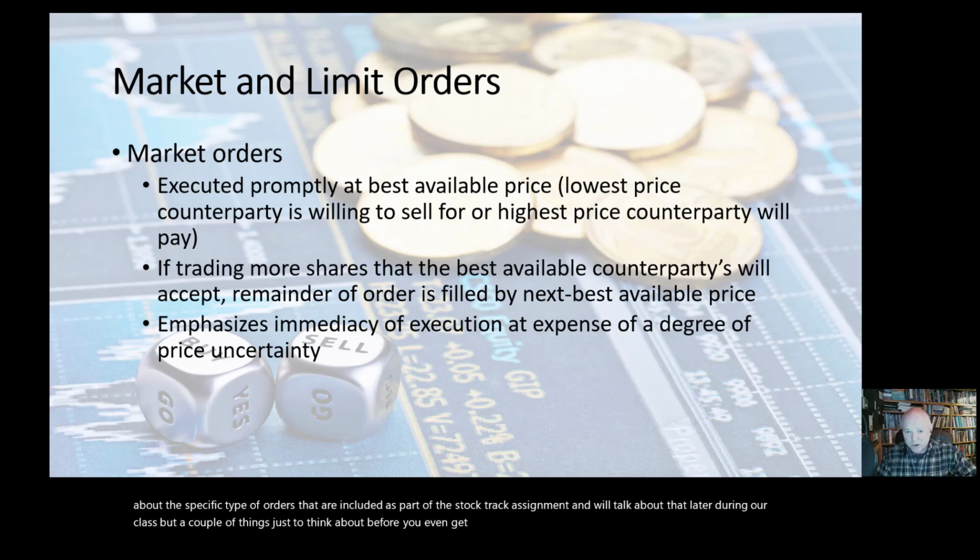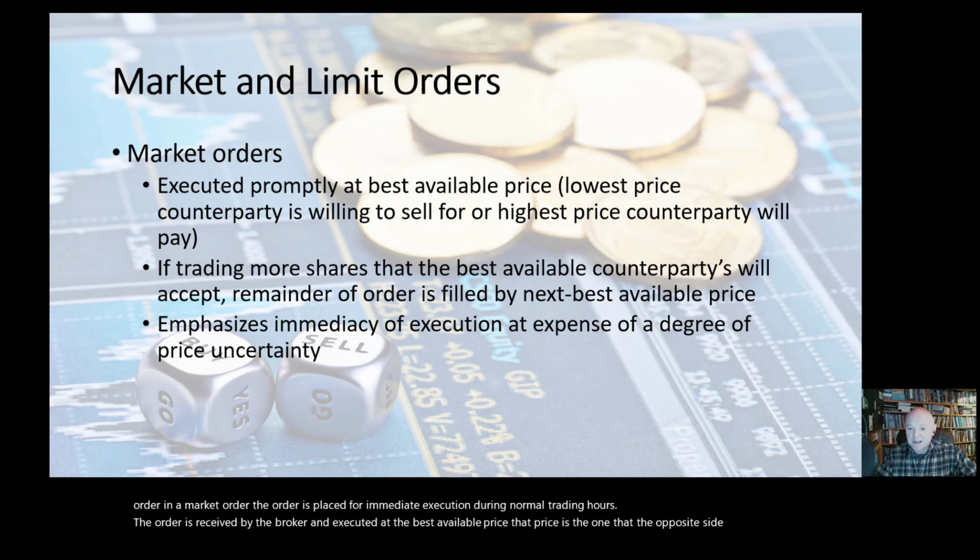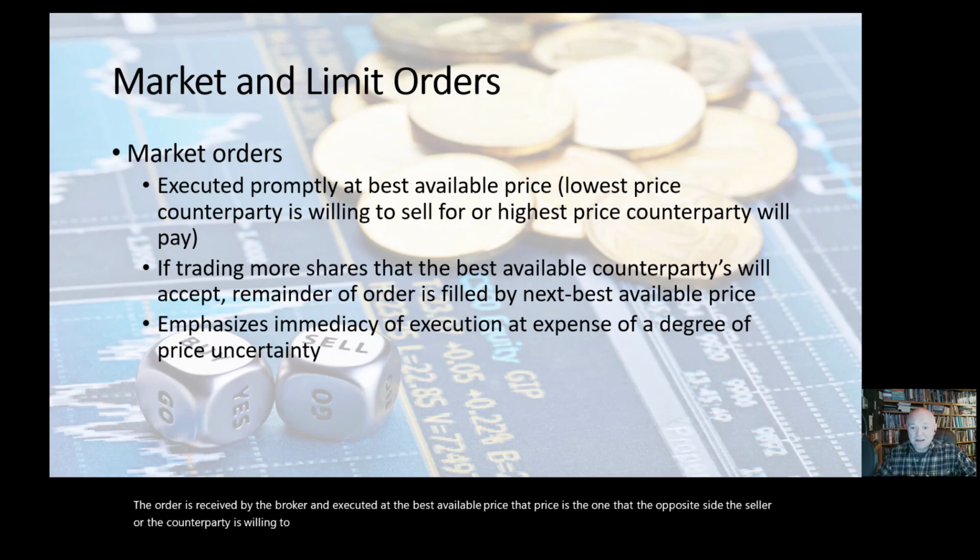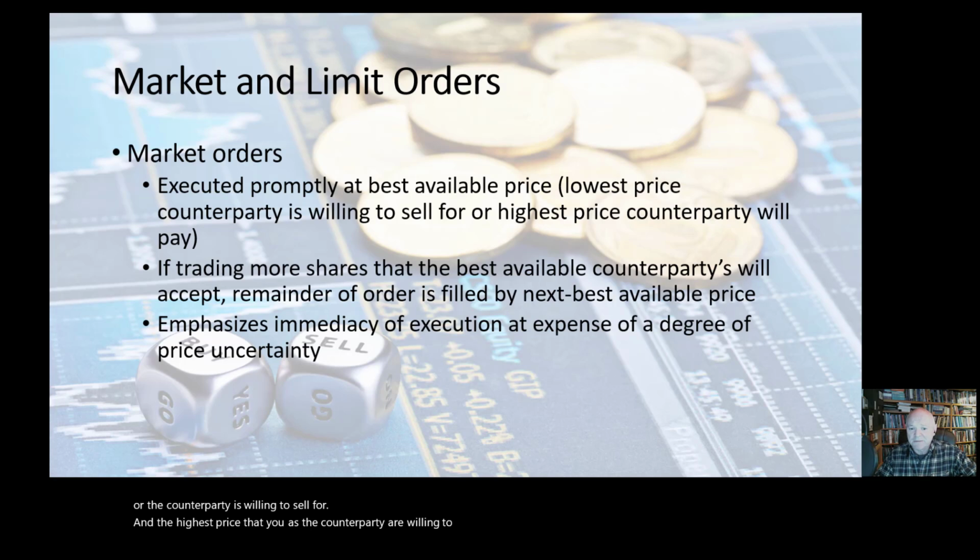The most common type of order is a market order. In a market order, the order is placed for immediate execution during normal trading hours. The order is received by the broker and executed at the best available price. That price is the one that the opposite side, the seller or the counterparty, is willing to sell for, and the highest price that you as the counterparty are willing to pay. Essentially, we're going to put in an order and the other side accepts or declines the order at that particular price.